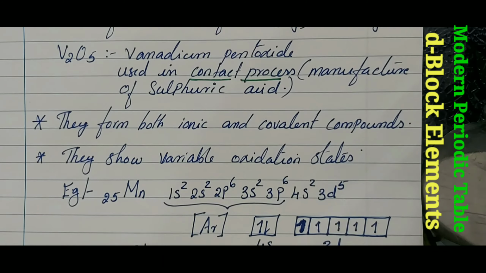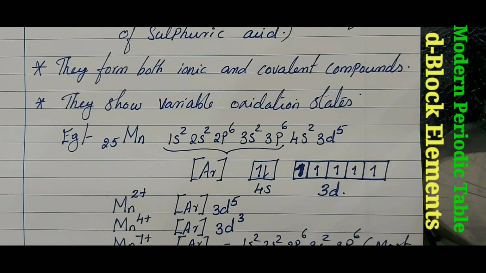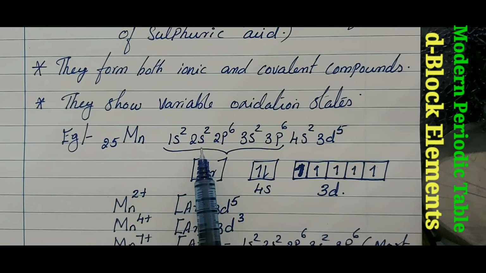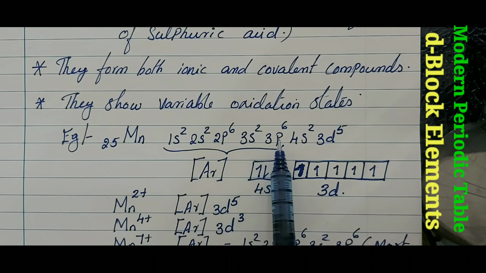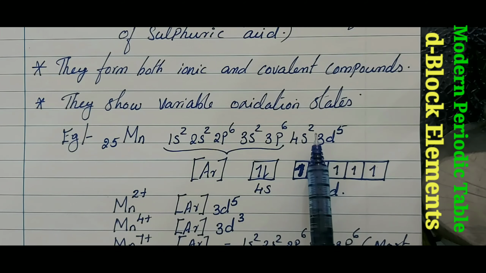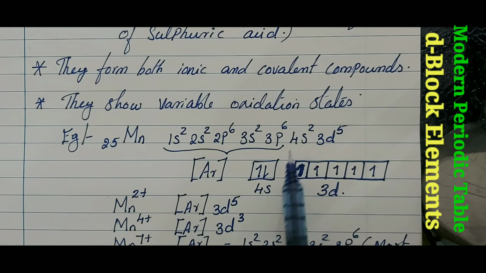Now I have taken here one example, manganese. In the last chapter we studied the electronic configuration of Mn, atomic number 25: 1s2, 2s2, 2p6, 3s2, 3p6, 4s2, 3d5. The last electron is going to the 3d subshell. So now you must have understood, this is the n-1 d orbital, and this is the ns orbital.